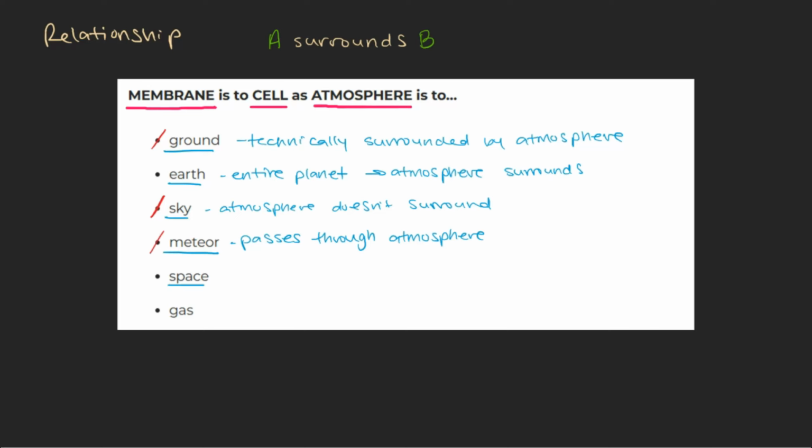E. Space. Space lies outside the atmosphere, not within it or surrounded by it. This being the case, we can mark this choice off as well. And F. Gas. While the atmosphere is made up of gas, gas itself isn't something the atmosphere surrounds. Based on this, the option can be marked as incorrect, and we can mark choice B, Earth, as our final answer.